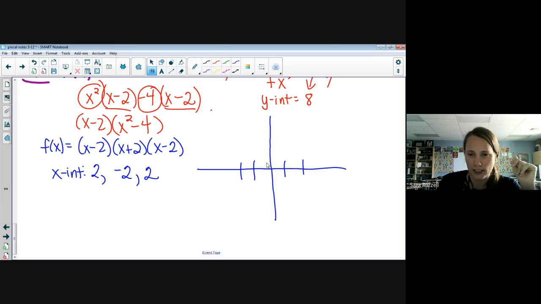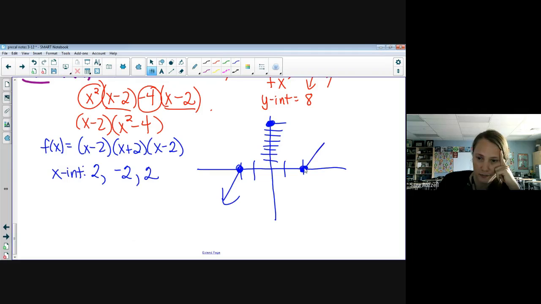So we have to get to 8, right? 1, 2, 3, 4, 5, 6, 7, 8. I got a -2, a positive 2, an 8, a down, and an up. These 2 points, -2 and 2, are the only times I can touch the x-axis. I can't make another point in between. These are the only 2 points where the graph is going to touch or cross the x-axis.